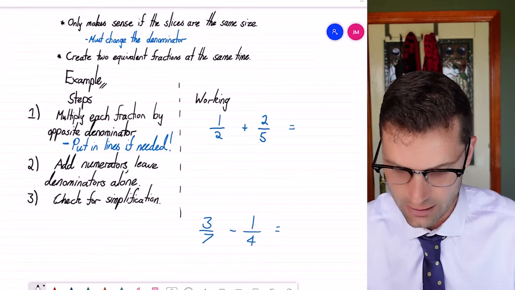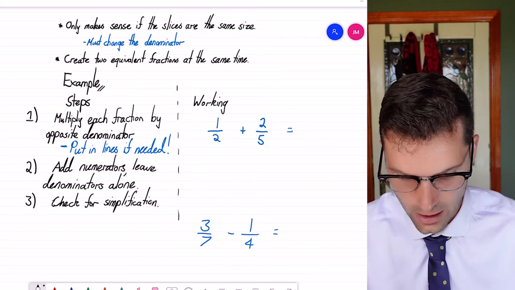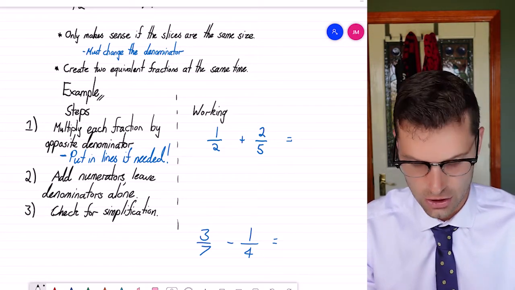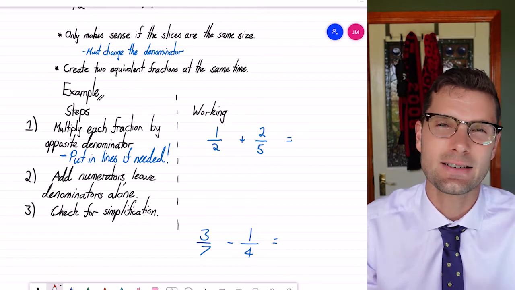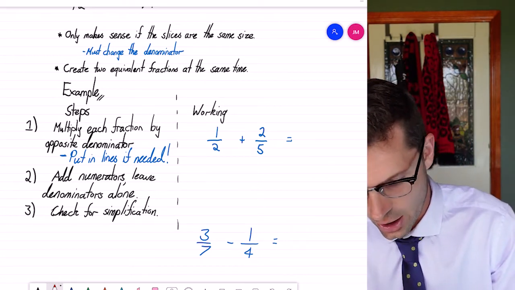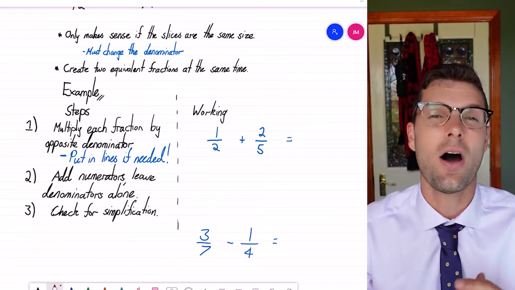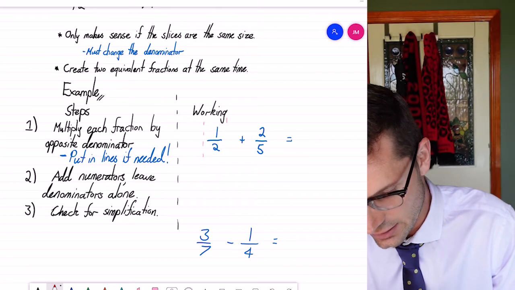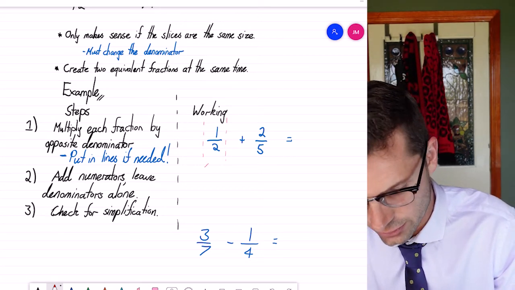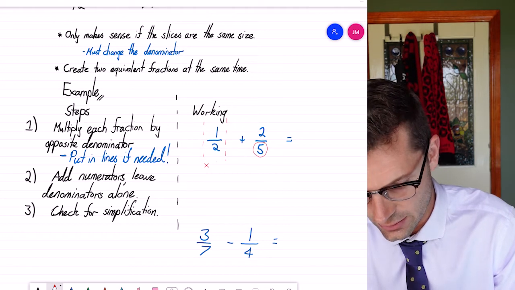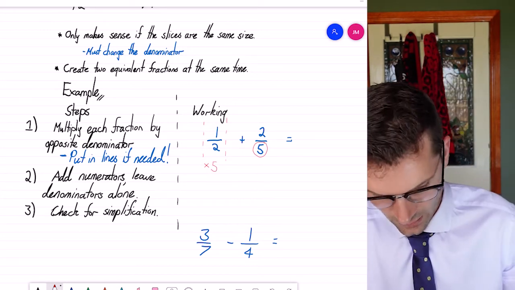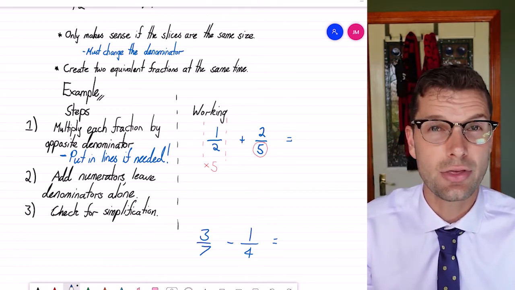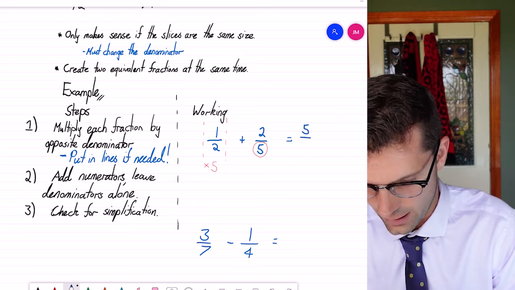So we've got an example here, okay? So we've got a half plus 2 over 5. So the first step we've got to do is multiply each fraction by the opposite denominator, okay? And while that sounds like quite a lot going on, it's not too bad. I like to put lines in just to make sure I multiply everything in the fraction by that number. So this whole fraction, this half, has to be multiplied by the bottom number here. So it's multiplied by 5, okay? I'm going to write it out again just to make sure I don't forget. So 1 over 2 times both things by 5 becomes 5 over 10.